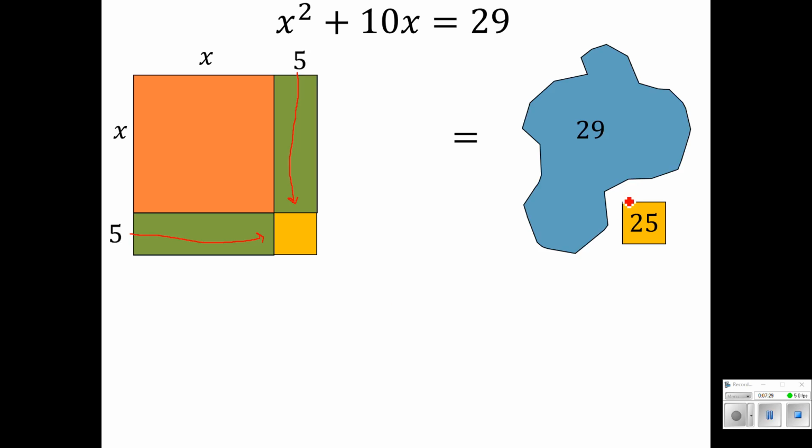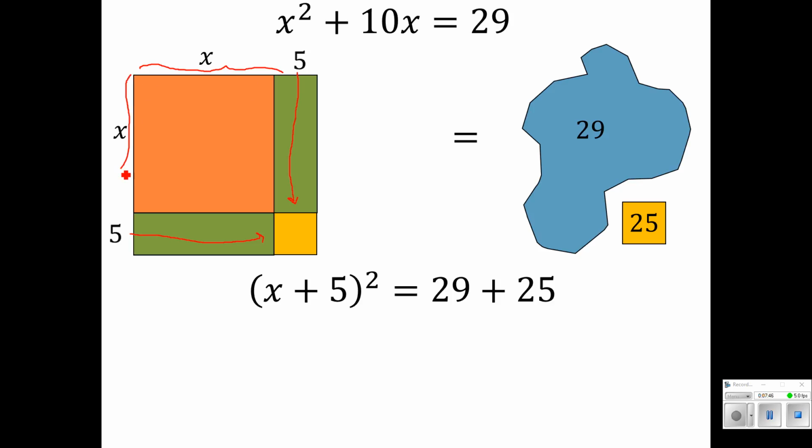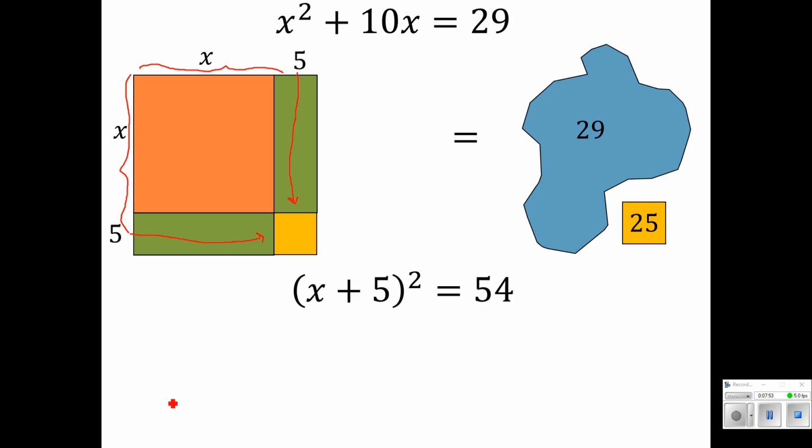So if we add that same area to both sides of the equation, then we have the area of this square equaling that area of 29 plus the 25 that we had to add to keep that balanced. So now our equation is saying we've got a square that's x plus 5 times x plus 5, x plus 5 squared, equals that other area plus 25. And we can combine like terms, and now we're free to square root both sides and solve.